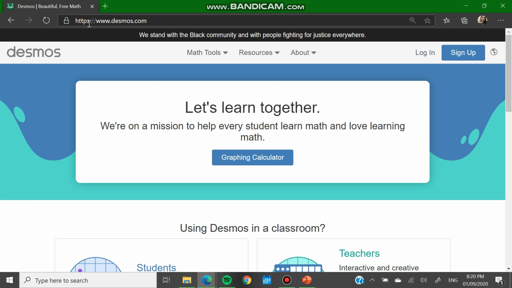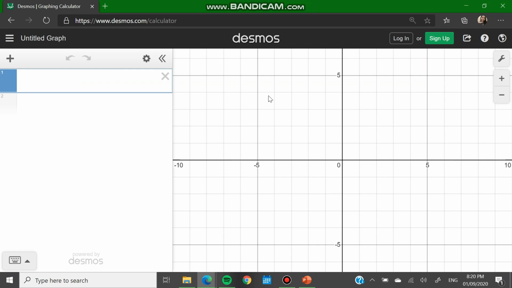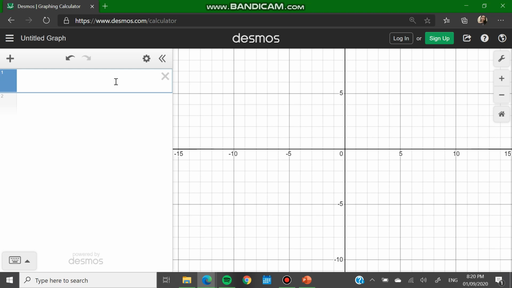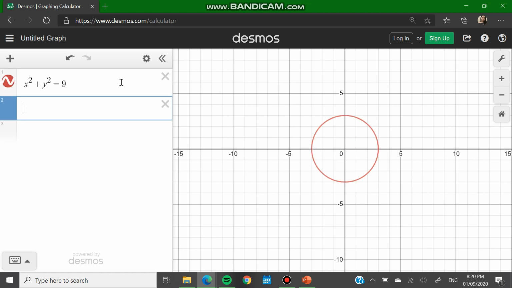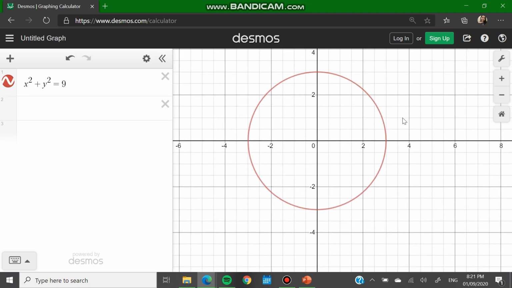So you just have to go to www.desmos.com and then click graphing calculator, and then you will see this. So we have a grid. Now all you have to do is type in the equation. So we have x squared plus y squared equal to 9. There. So you will see here, this is the circle. This is the graph of the circle.